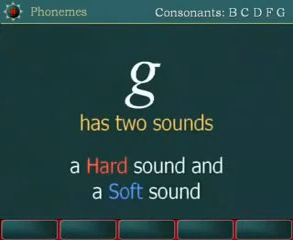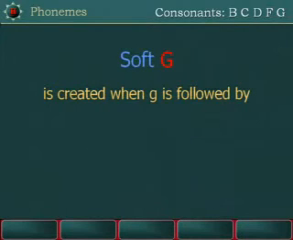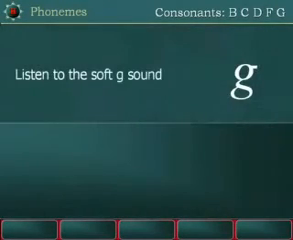G. The letter G has two sounds, a hard sound and a soft sound. Soft G is created when G is followed by E, I, Y. Listen to the soft G sound.